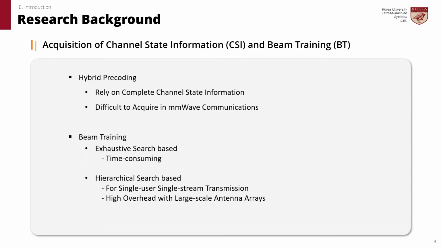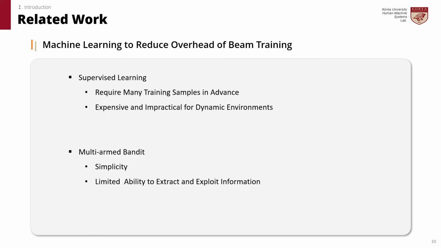Exhaustive search-based beam training algorithms are time-consuming, and hierarchical search-based algorithms were mostly designed for single-user, single-stream transmission, and the training overhead is still very high in systems with large-scale antenna arrays. To reduce the training overhead, machine learning-based beam training algorithms were proposed. One category exploits supervised learning, which however requires a lot of training samples in advance. Note that collecting training samples is expensive and impractical for a dynamic environment.